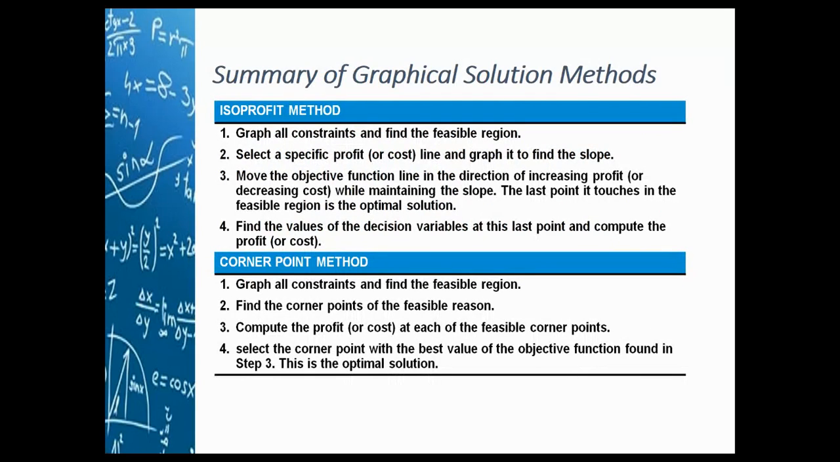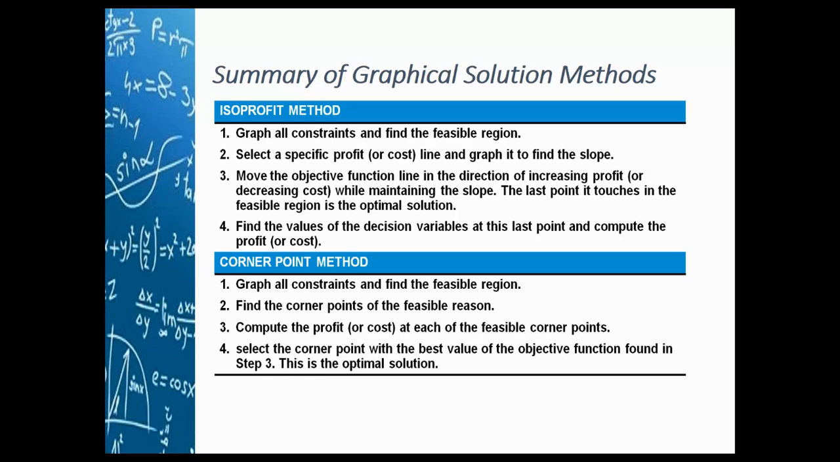So you can see over here, based on my previous explanation earlier, I highlighted two different methods. The first one is isoprofit, which involves the level curves, and your level curve must go upward if you are trying to find the maximum value.